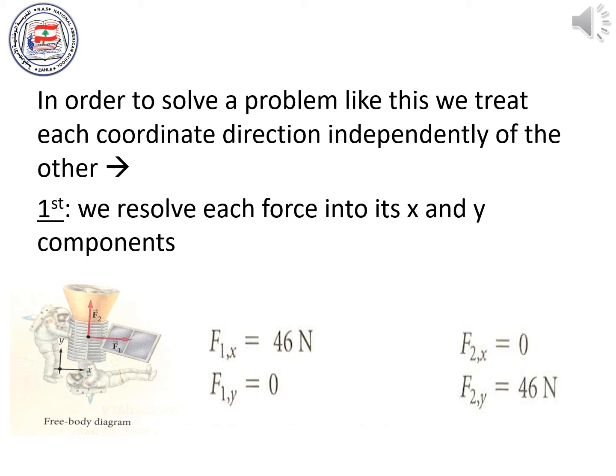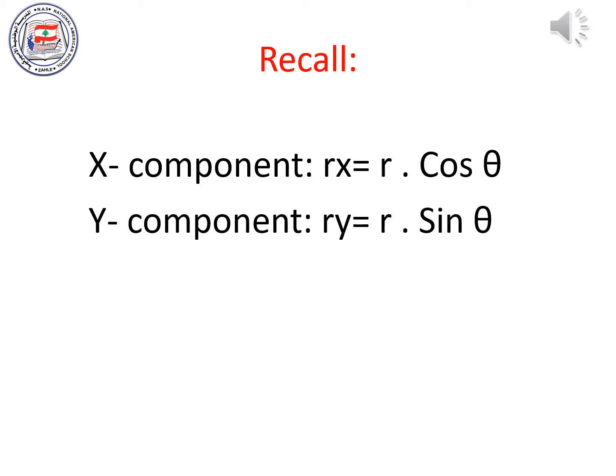So if you can look at the figure in front of you, F1 has an angle of 0 and F2 has an angle equal to 90 degrees. And in order to find the x and y components, we use the following equations, which we already studied and did several examples about. So the x component is Rx equal to R times cosine angle. R is the magnitude of the vector and the angle is the direction of the vector. And the y component is Ry equal to R times sine angle.